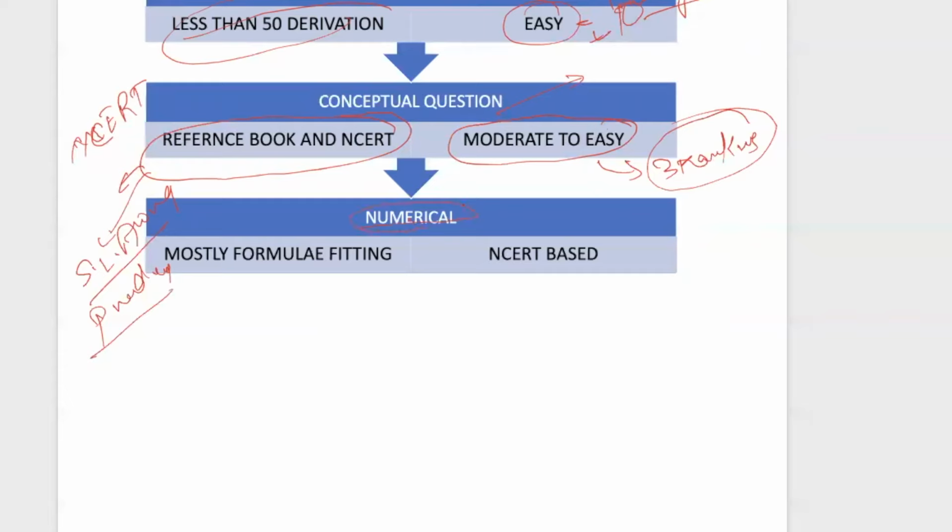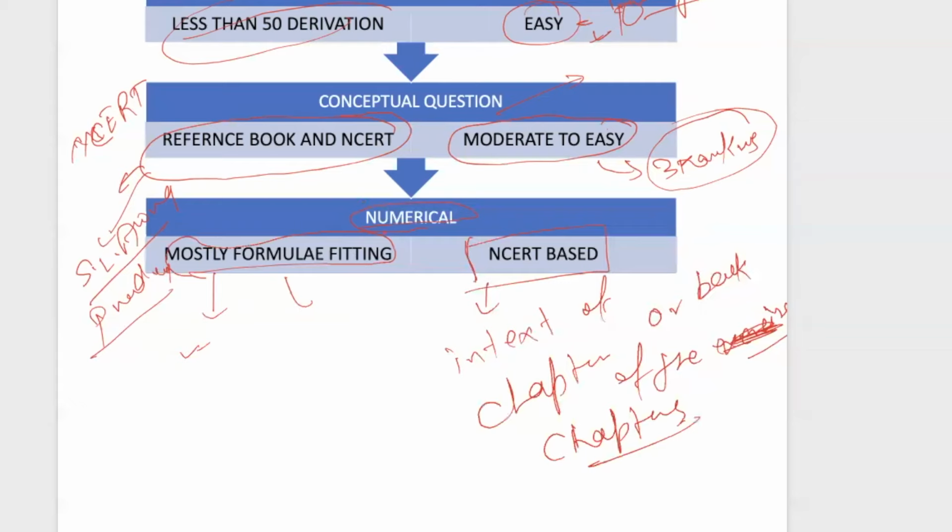Or last, this is the numerical portion. In CBSE particularly, the numerical portion does not play a very big role. Questions are mostly formula fitting. Formula fitting means if you know the formula and data are given in the question, then you can easily attempt it. Then there are NCERT-based questions, meaning questions given in the in-text of the chapters. You can target 50 to 60 numerical questions in each chapter, and that would be more than sufficient.